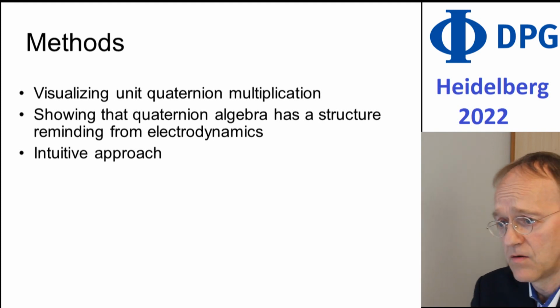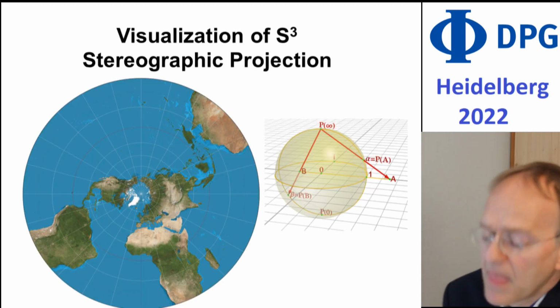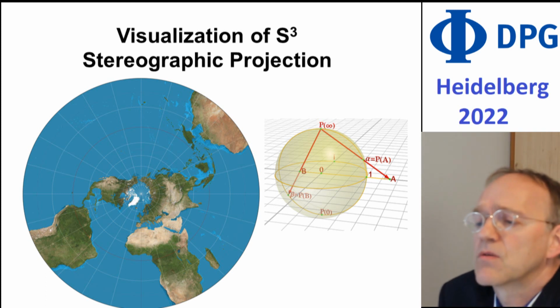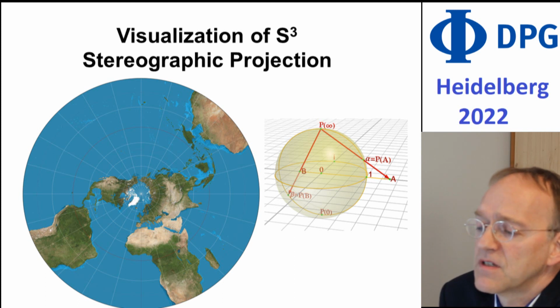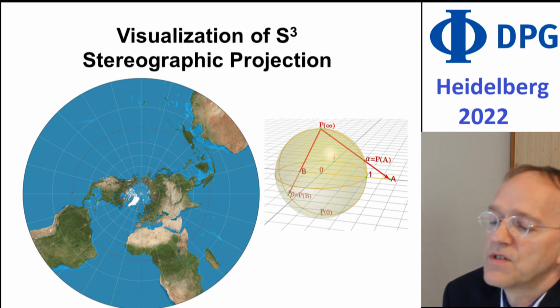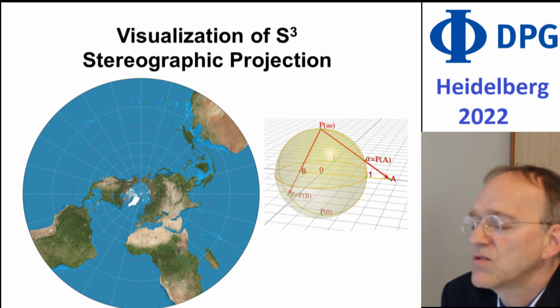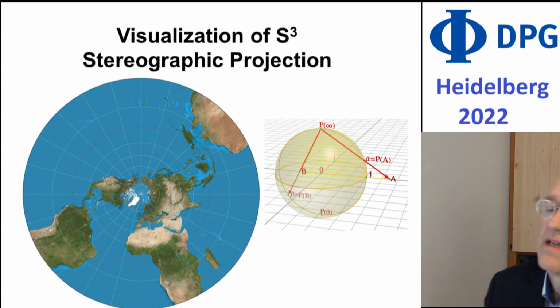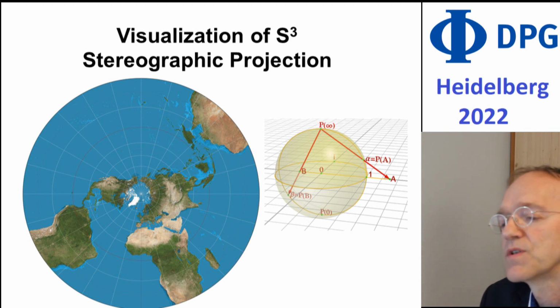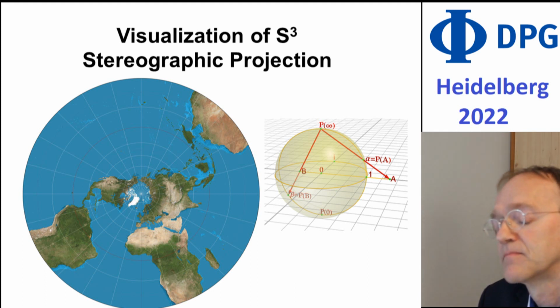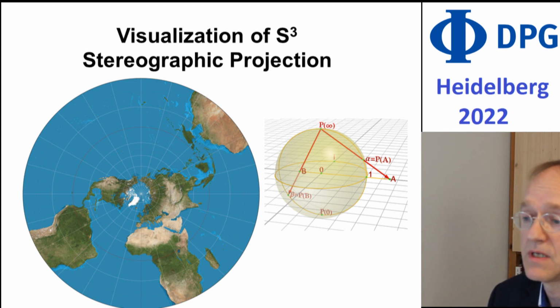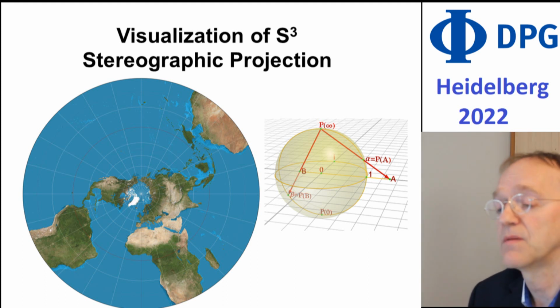So what does stereographic projection mean? Everyone is familiar with stereographic projection in 2 dimensions. Half of this sphere is projected to the inner of the unit circle, and the other half is projected to the outer of the unit circle. And in an analogous manner, this works in 3 dimensions. So we can project this S3, the 3-dimensional unit sphere, to ordinary Euclidean space in 3 dimensions.